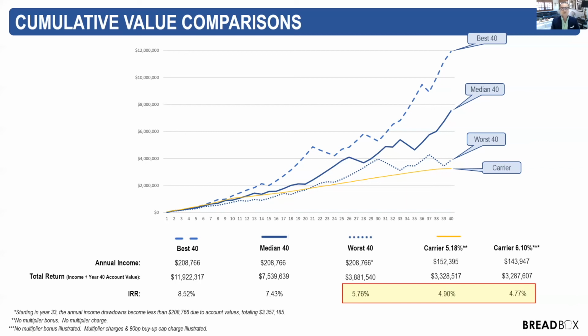And the carrier illustration was run at 5.18% static, with a participating loan rate that was 50 basis points less, and that actually was receiving a persistency bonus, which our worst 40 scenario in the synthetic asset was not receiving. And based upon all of that, it still produced a substantially greater IRR than both depictions in the carrier illustration. Again, why would you want to show a client this?